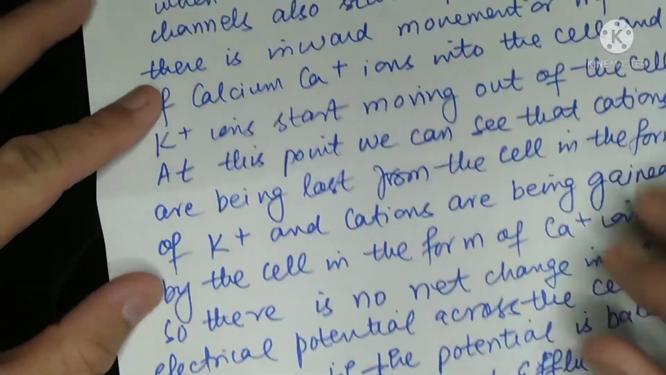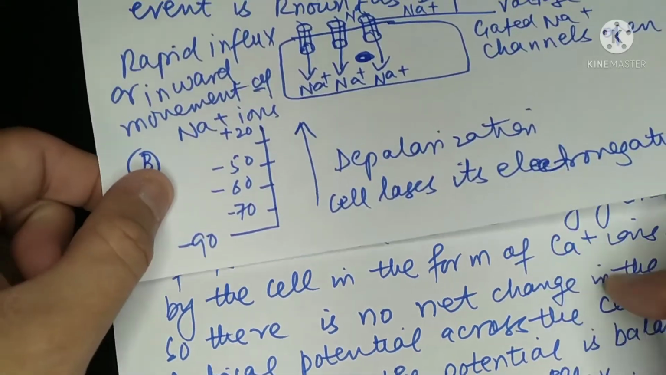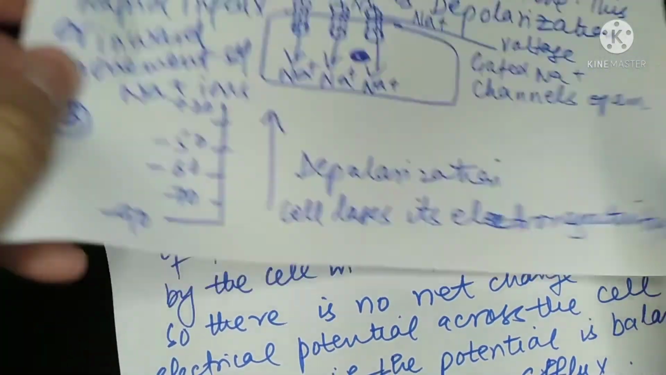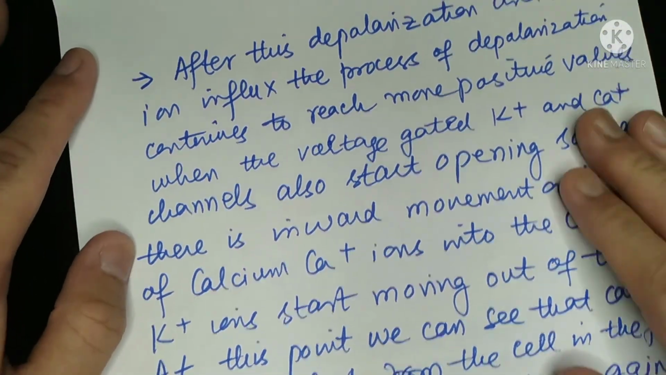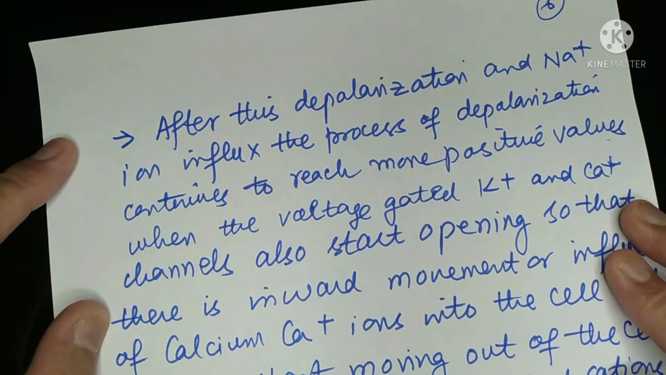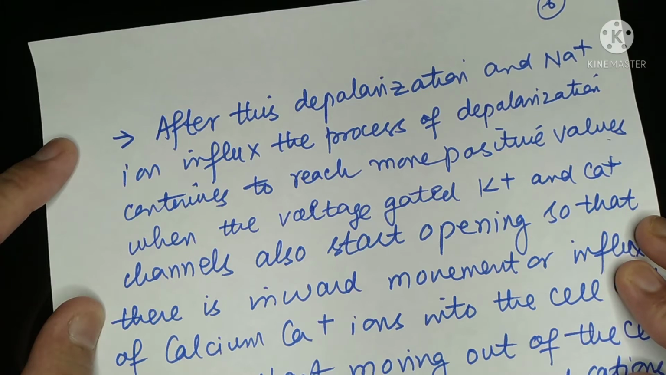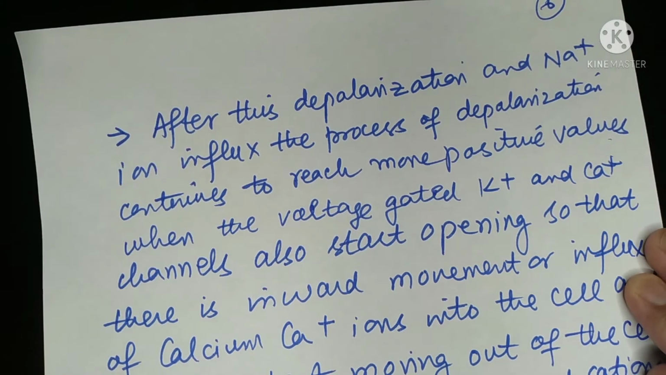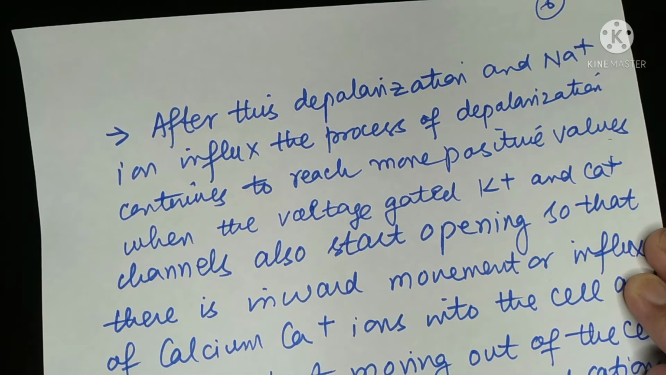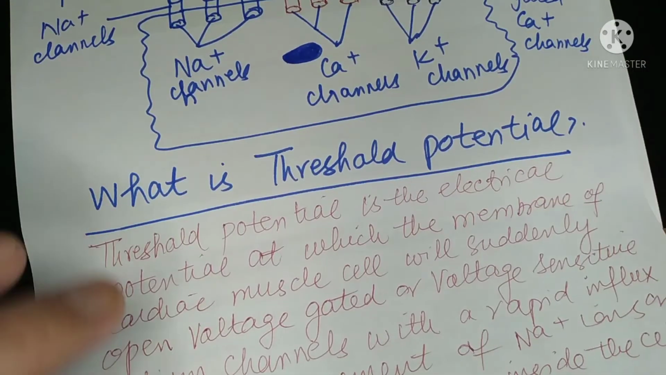I have told you in this diagram that there was the rapid influx of sodium ions. After some time, after this depolarization and sodium influx or inward movement of the sodium ions, the process of depolarization continues to reach more and more positive values, when the voltage gated potassium and calcium channels also start opening. At this time, when sodium influx is continued, after some time the voltage gated calcium and potassium channels I had shown you previously also start opening up. Let us see the diagram again.